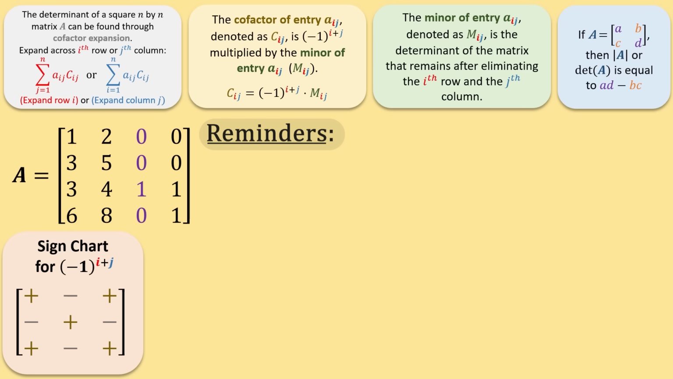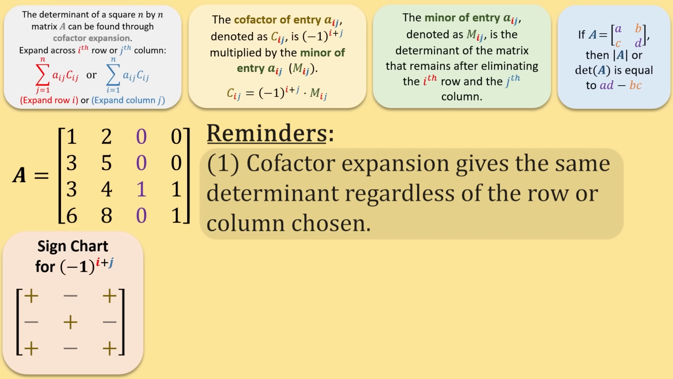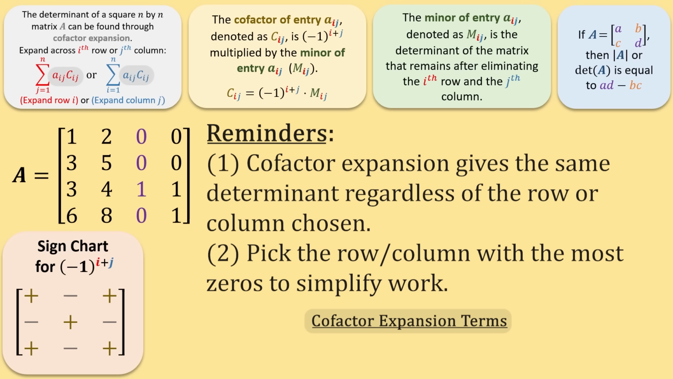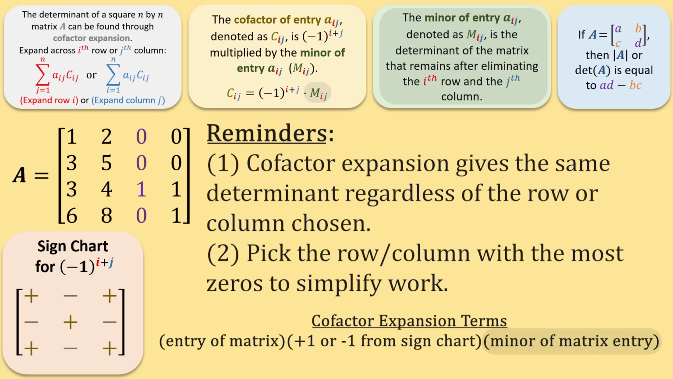So for some simple reminders, you can expand across any row or column. It's good practice to pick the row or column that has the most zeros. Each term of these cofactor expansions follows the same pattern. It's the entry of your matrix times the sign from the sign chart times the minor of the entry, which is just the entry selected times its corresponding cofactor.